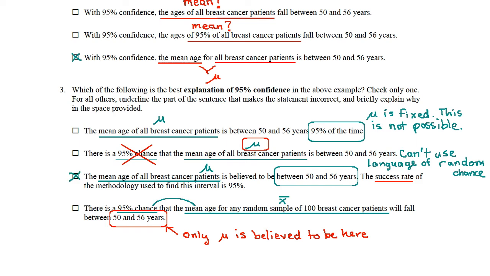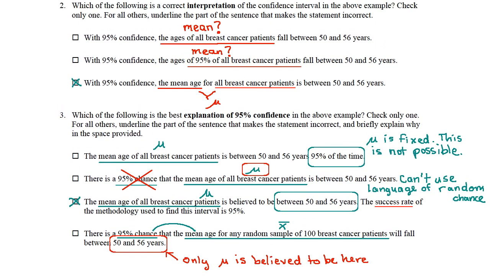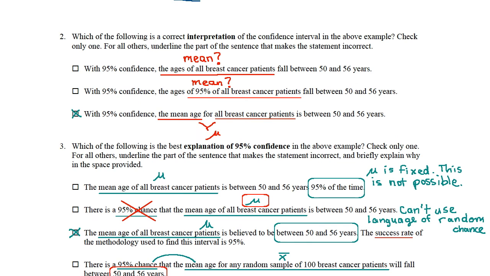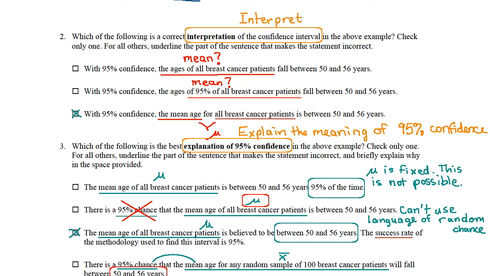So another thing I want to call attention to while we have these examples up here is the difference between these two instructions. We have interpret a confidence interval. This is asking for the correct interpretation of a confidence interval, but that's just a slight difference in the wording based on the fact that it's multiple choice instead of asking you to write it yourself. The explanation of the meaning of confidence is a totally different instruction. So it's easy to mix these two instructions up.